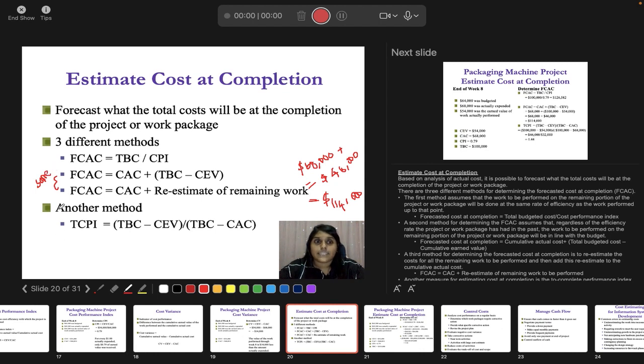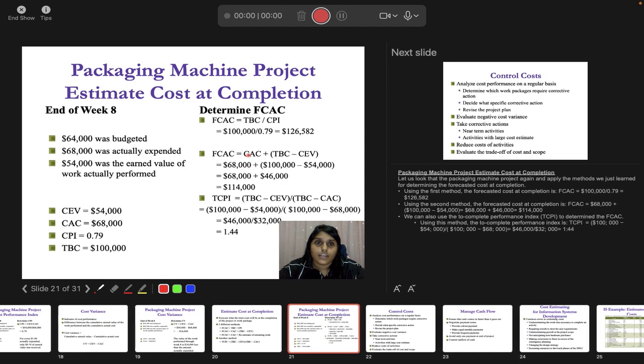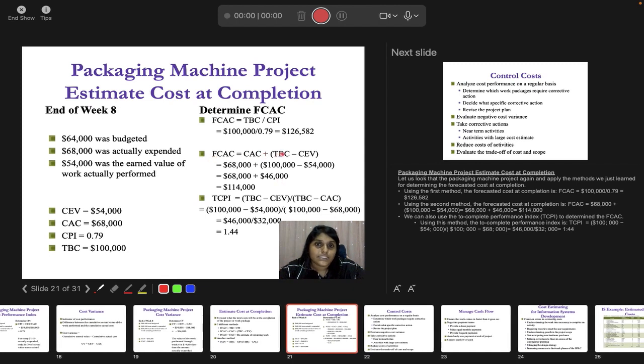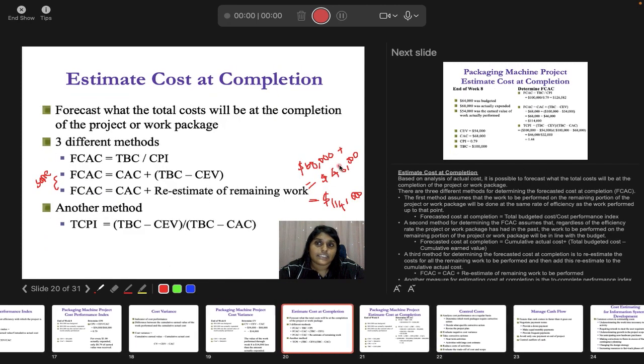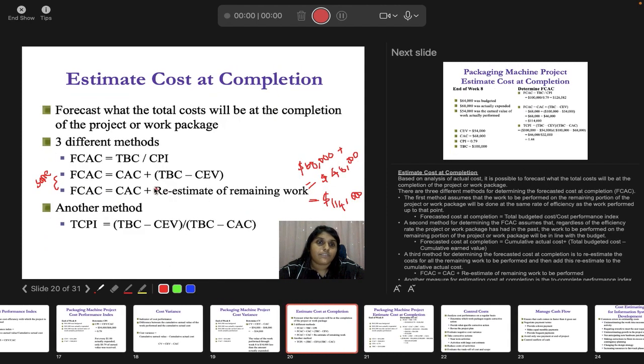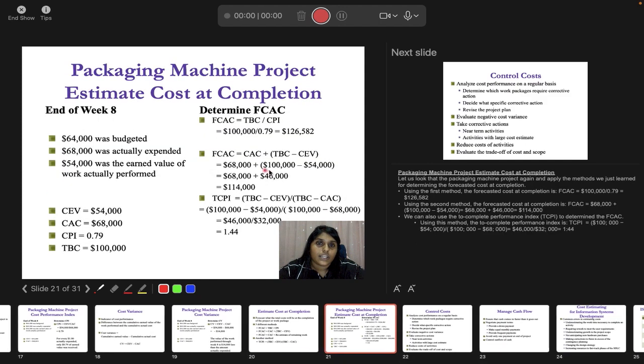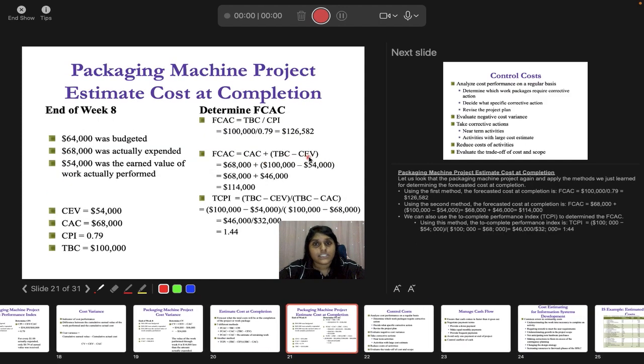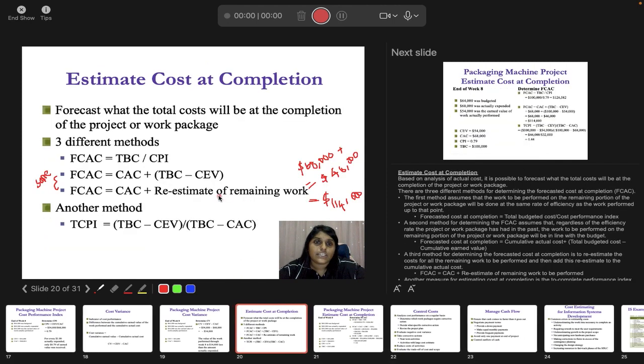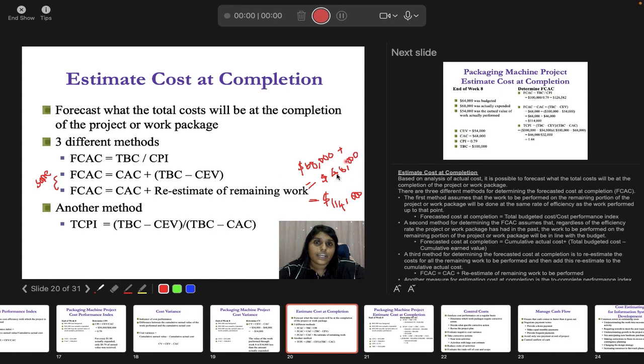It is going to be the same for the second approach and the third approach, because if you see the next slide, FCAC equals CAC plus TBC minus CEV. 68,000 plus 100,000 minus 54,000, 46,000, is 114. So here it's the same formula as well, but then it is directly for the re-estimate of remaining work. Here you will go through the TBC minus CEV first to figure out your remaining work, but here you will directly go for the re-estimate of remaining work and you plus it up.